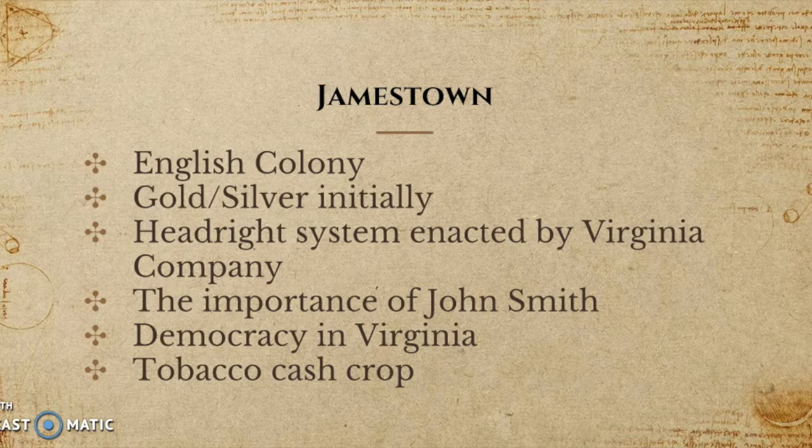The cash crop of tobacco wasn't initially the main crop grown in the area. They started out growing sugar as well as rice in the southern colonies, but later tobacco became the main crop of the southern colonies, as you'll see later in this presentation.